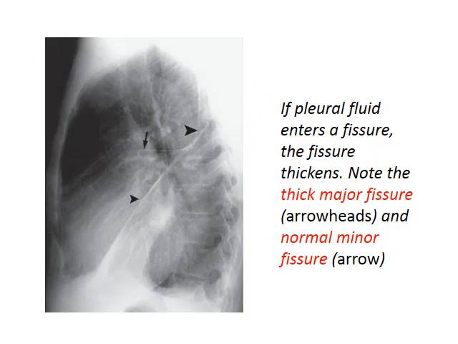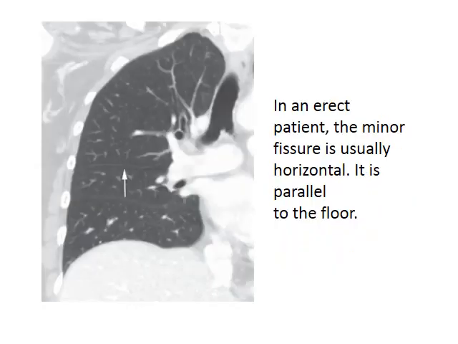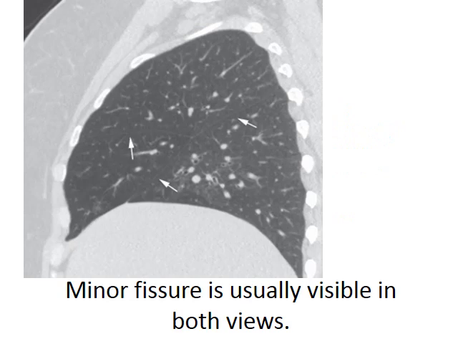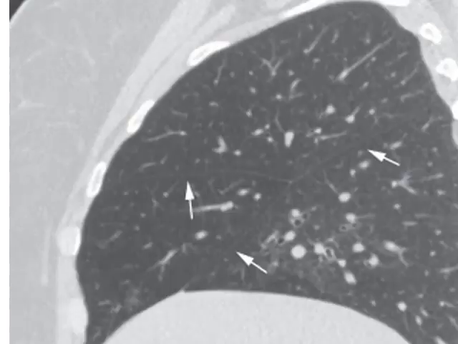If pleural fluid enters a fissure, the fissure thickens. Here you can note the thick major fissure and a normal minor fissure. In an erect patient, the minor fissure is usually horizontal. It is parallel to the floor so it will be easily visible on the radiograph. So minor fissure is usually visible in both views. So this is the close-up view of the minor fissure and major fissure.